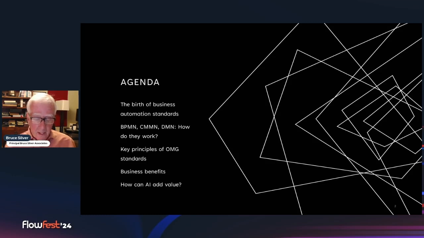All right, so the standards, BPMN, CMMN, and DMN, are managed by the Object Management Group, or OMG. And we'll talk about what those standards are, what they do, how we got them, the key principles behind them, and, of course, their business benefits. And finally, we'll discuss how AI, specifically the new generation of generative AI, is now adding value to them.